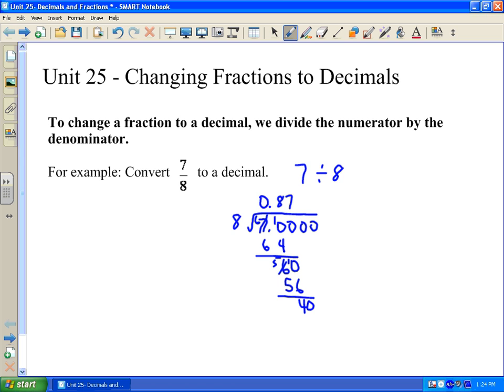8 goes evenly into 40, so we would say 8 times 5 is 40. So I end up with no remainder, so I don't keep the process going. When I end up with 0, I'm done. We have what we call a terminating decimal. So if I was to convert this into a decimal, we get 0.875. Now terminating is just a fancy way of saying it ends.